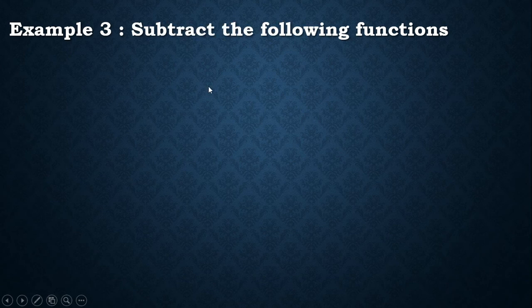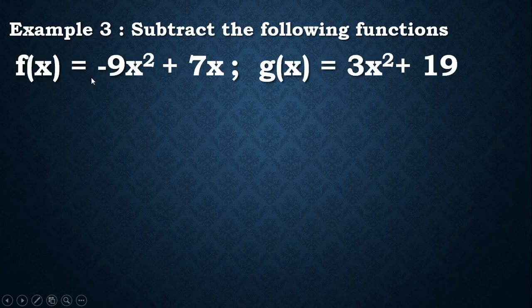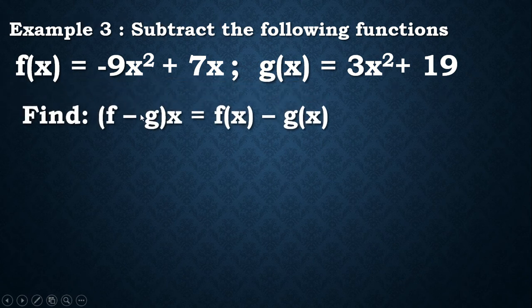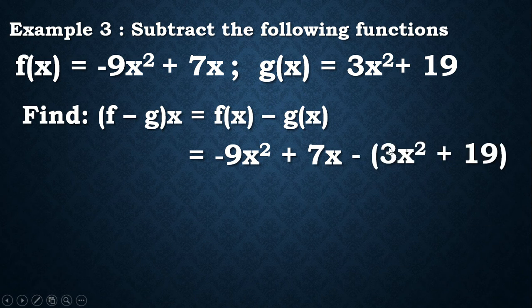Let's proceed to example number 3. Subtract the following functions. f of x is equal to negative 9x squared plus 7x, and the g of x is equal to 3x squared plus 19. Still, we are finding the quantity of f minus g of x that is equal to f of x minus g of x. And then we have to write the f of x using this formula: negative 9x squared plus 7x minus the g of x, which is 3x squared plus 19.